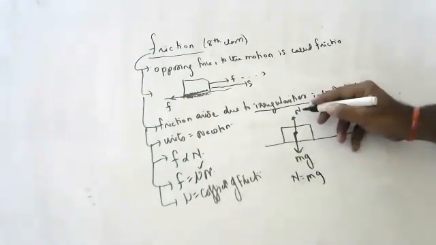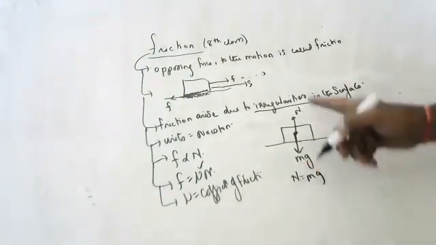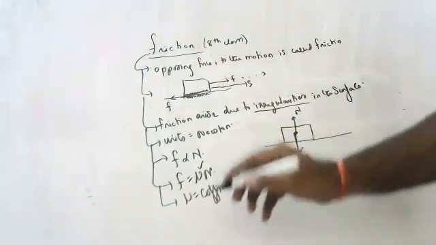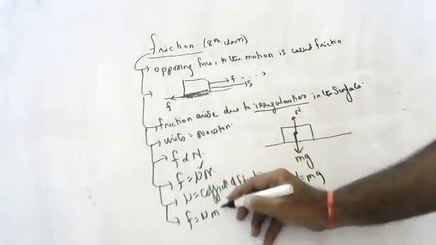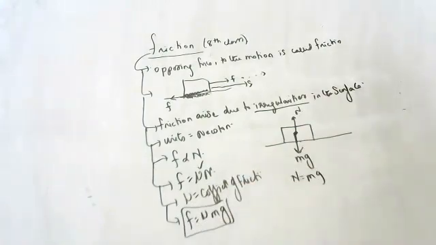If this is 100 Newton, this is also 100 Newton. If this is 10 Newton, this is also 10 Newton. So in this formula I can write friction as mu mg. What is mu? Mu means coefficient of friction.